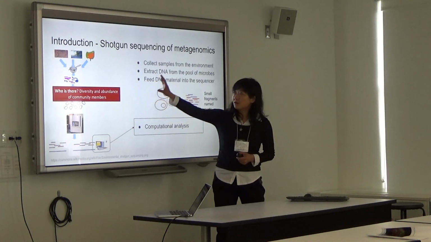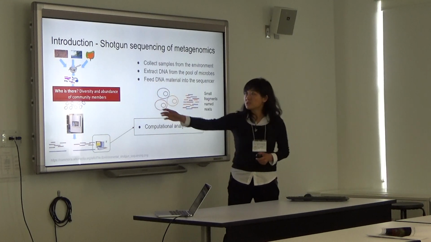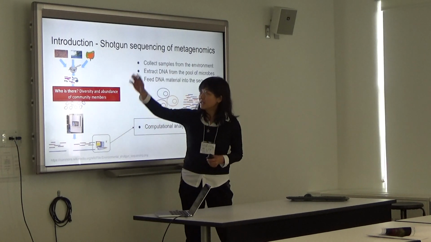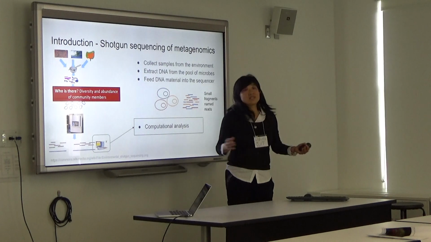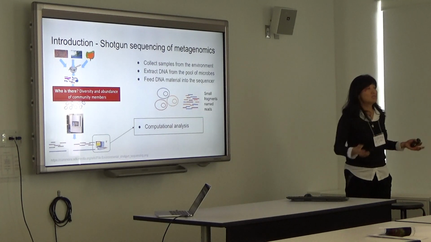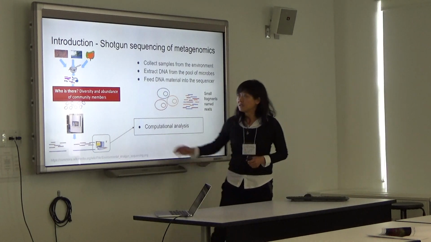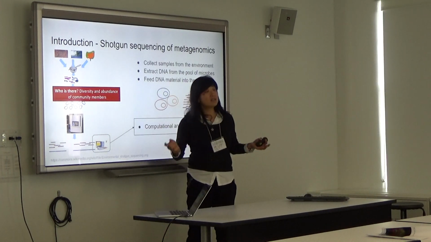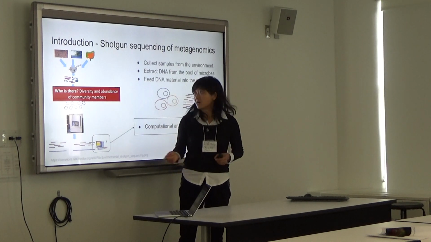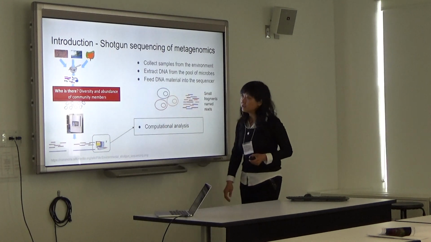to answer mainly three questions. The first one is, looking at these different environments, your question would be, who is there, right? What kind of bacteria or microbes or viruses are there? You want to look at their abundance and diversity, how abundant they are, and the community members.